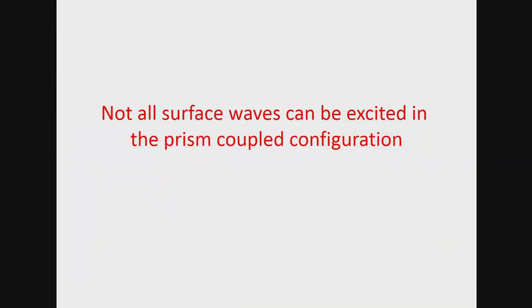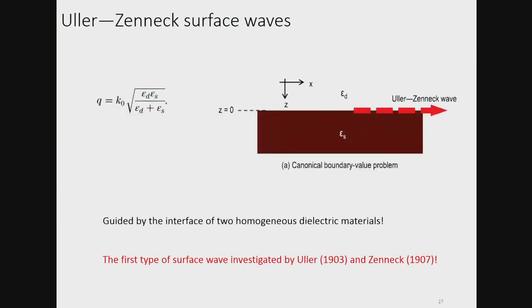So far we saw that we have some predictions by the canonical problem, and those waves can be excited in the prism-coupled configuration. But not all surface waves can be excited in the prism-coupled configuration. One example is the Uller-Zenneck waves, which are mostly called Zenneck waves because people didn't know about Uller's work for a long time. Zenneck, in 1907, was studying radio wave propagation at the interface of seawater and air, but Uller studied the same thing at the interface of earth and air. Since earth and seawater are both lossy dielectric materials, it's actually the same thing.